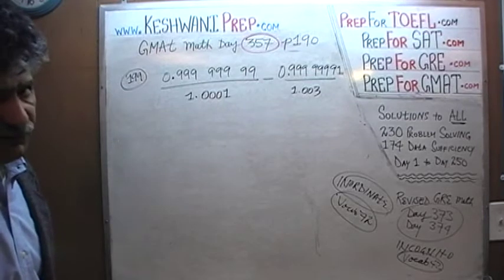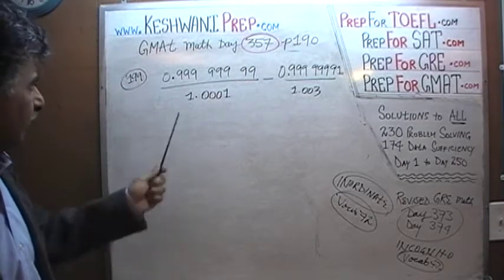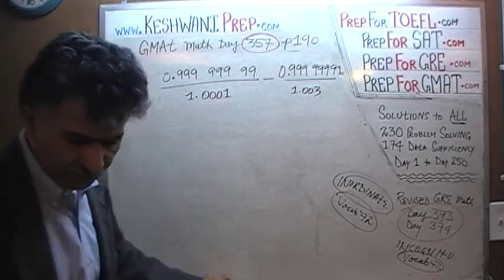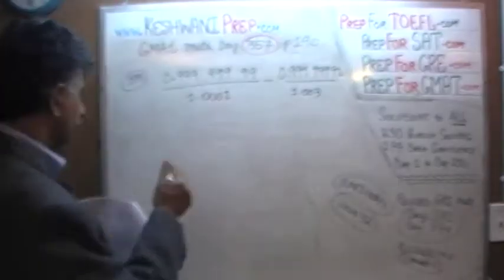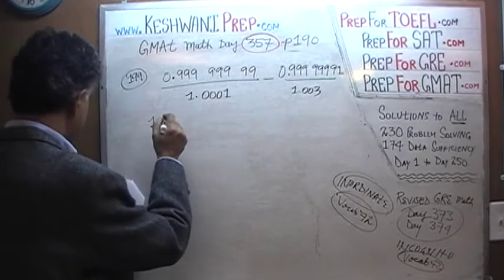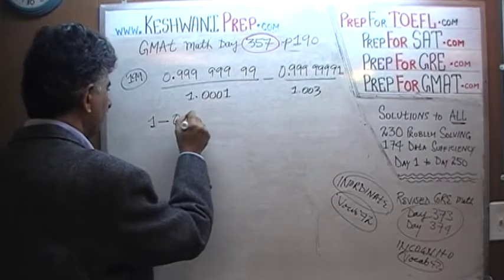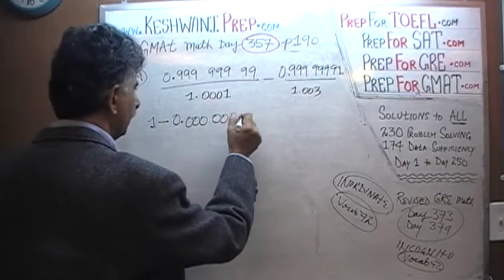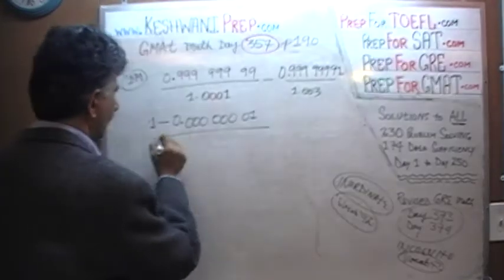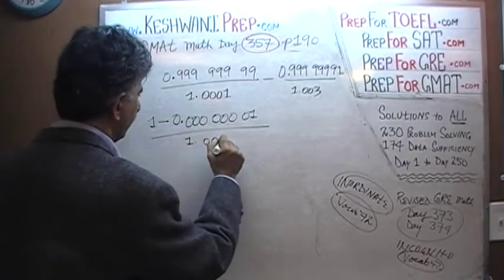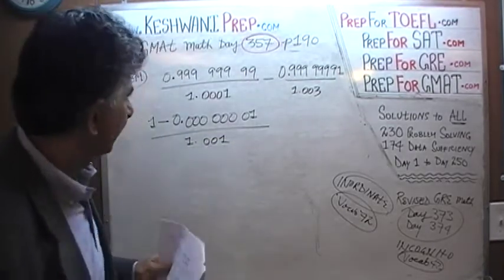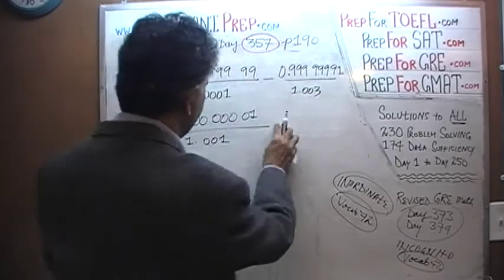Like I said, you will either see it or you don't see it. What's going on here is this. 0.9999999 can be written as 1 minus 0.0000001 over 1.001. That was the easy part. Similarly, I shouldn't have taken so much room. I did it again one more time.